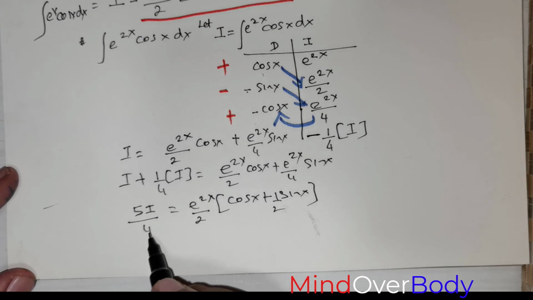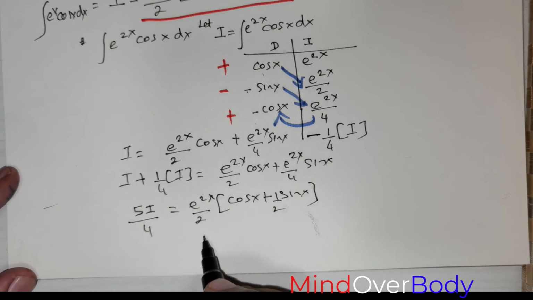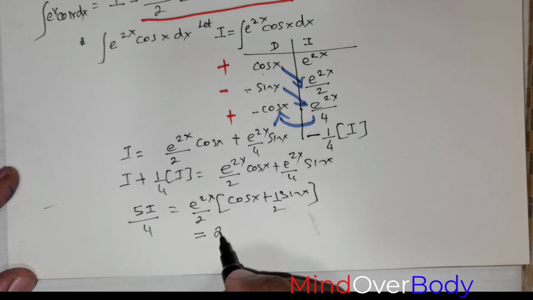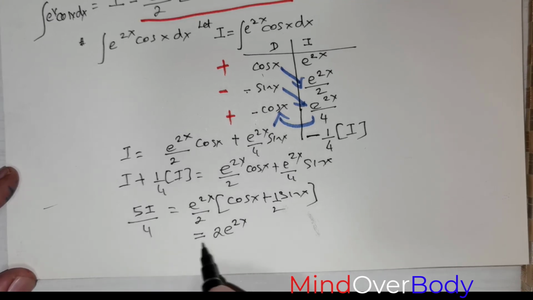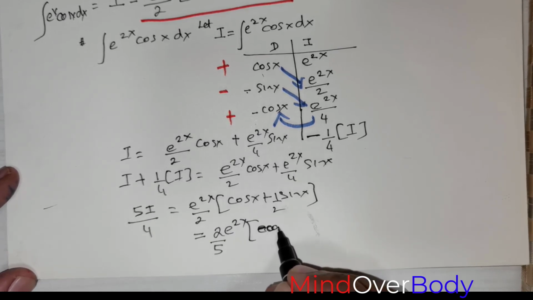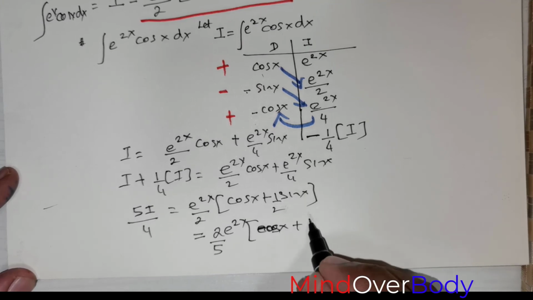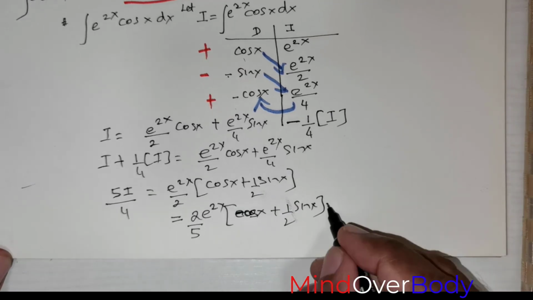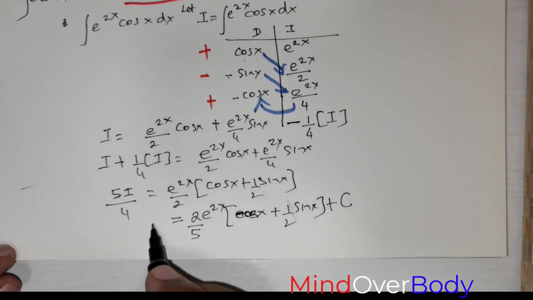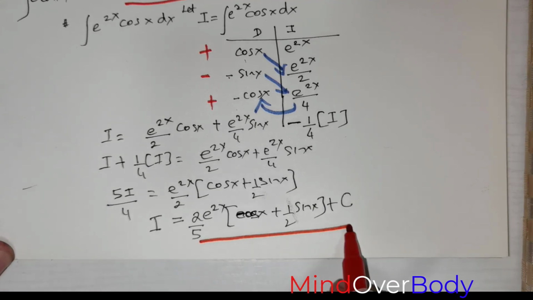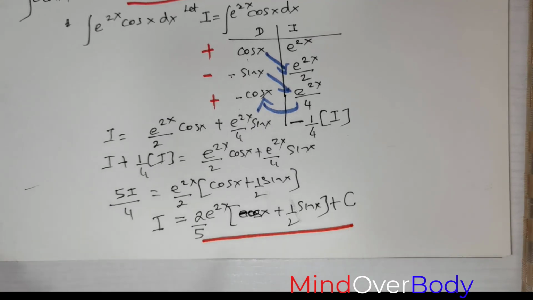I need only I. So cross multiply. If I were to cross multiply, 4 will go over there. 2 can divide 4. It's going to be 2 times e raised to the power of 2x. 5 can come down. So this is going to be cos x positive 1 over 2 times sin x, and with the arbitrary constant c, and on the left side we got I. So this is a good place for us to draw the red line.